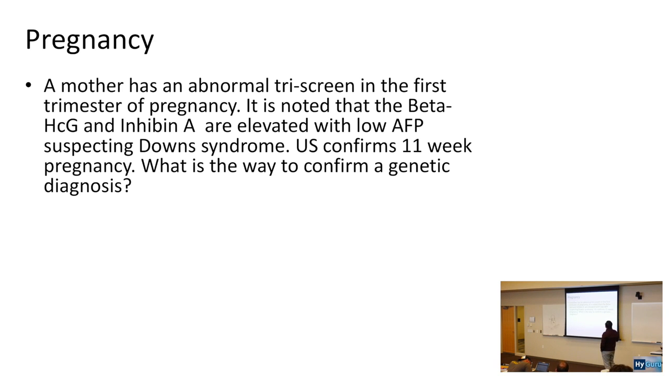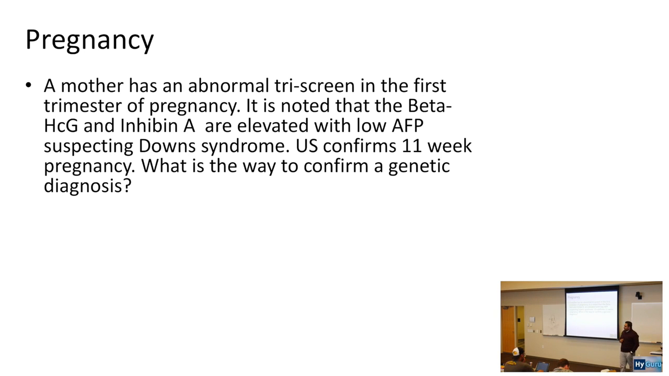So a mother has an abnormal tri-screen in the first trimester of pregnancy. It is noted that the beta-hCG and inhibin are going to be elevated. Beta-hCG and inhibin are elevated, and you have low AFP. This all suspects Down syndrome. That's a good learning point, that on the tri-screen, elevated beta-hCG and elevated inhibin A are characteristic of Down syndrome. An ultrasound confirms 11-week pregnancy.